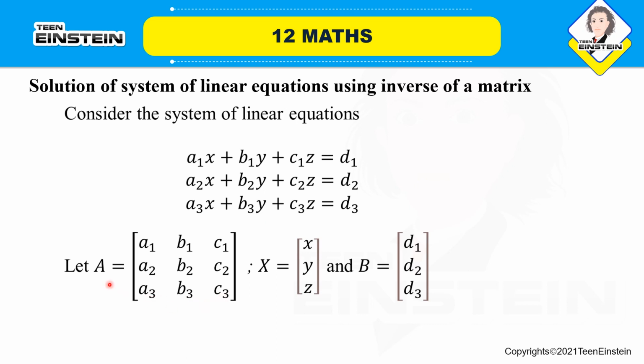So what is your A? A is the coefficient matrix: a1, b1, c1, a2, b2, c2, a3, b3, c3. What is X? X is a column matrix, the unknown matrix: x, y, z. And what is B? B is also a column matrix. It is d1, d2, d3, the right hand side values.